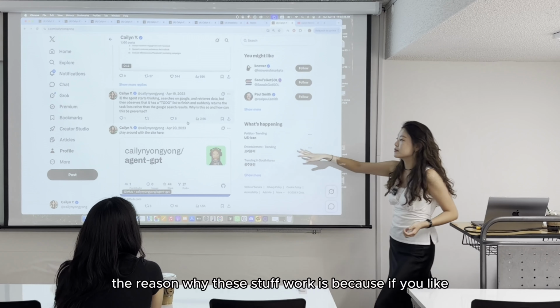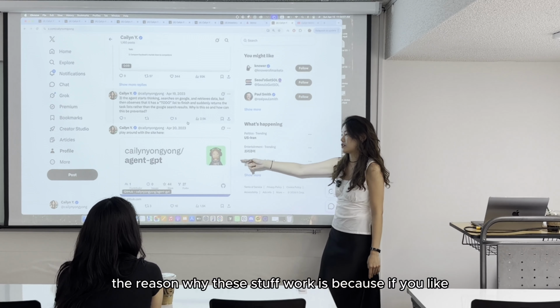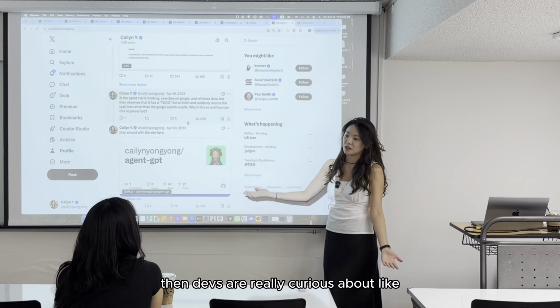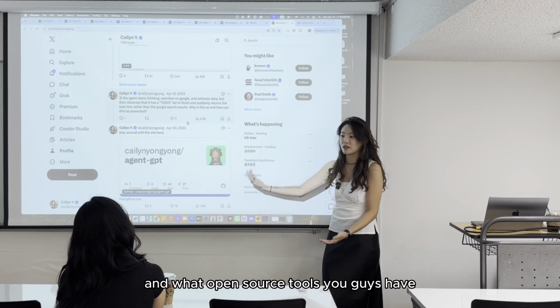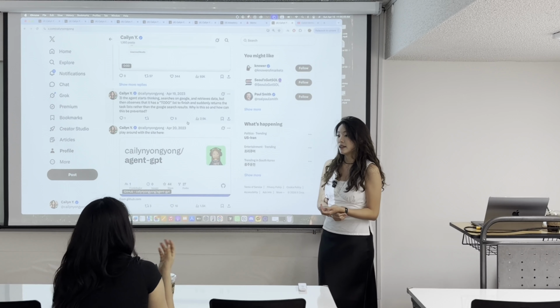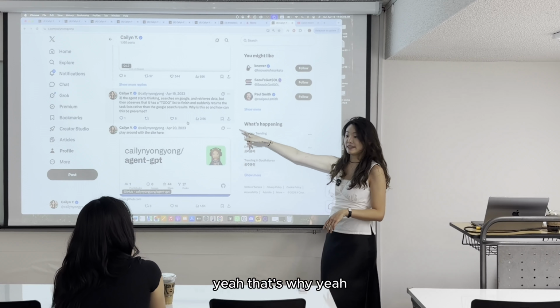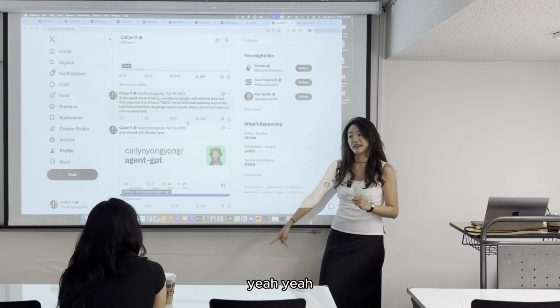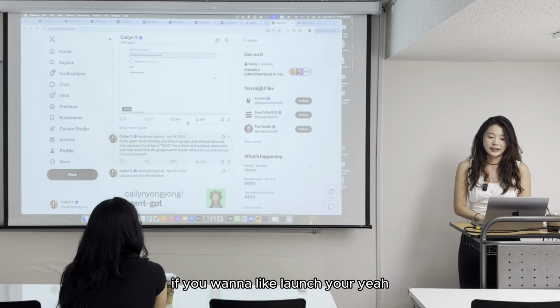But for Twitter, the reason why these work is because if you share a GitHub repo, then devs are really curious about what you've built and what open source tools you have. But you guys do have open source tools, right? So that's also why these kind of stuff work as well.